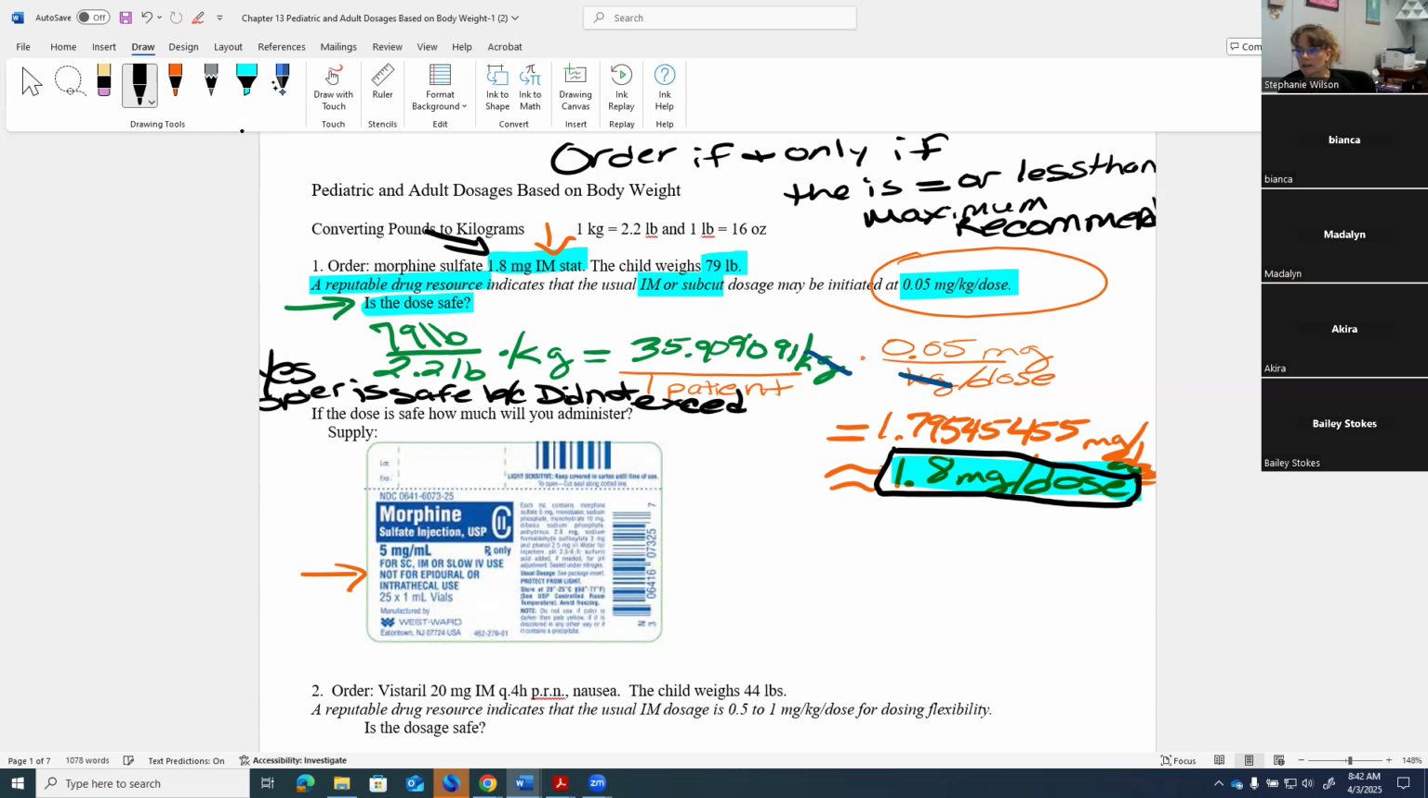Exceed the... I probably left the E out, sorry guys. Did not exceed the maximum recommendation for this patient. Remember, we all have a different amount, so we all weigh something different for this patient.